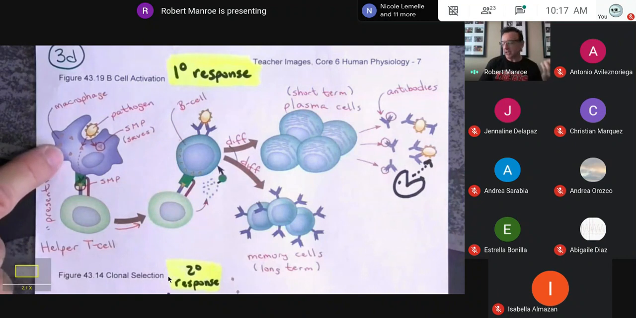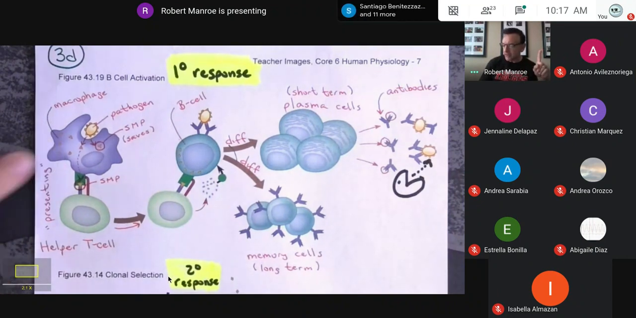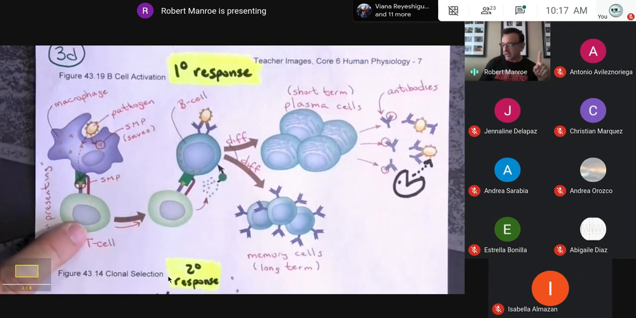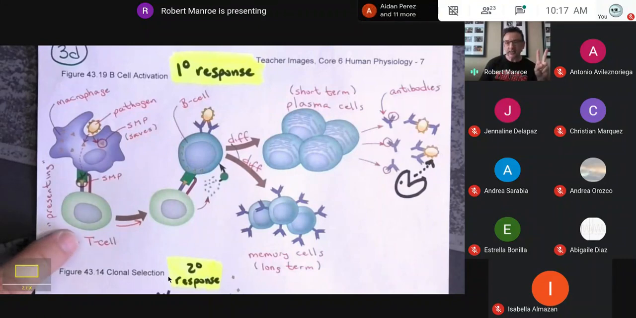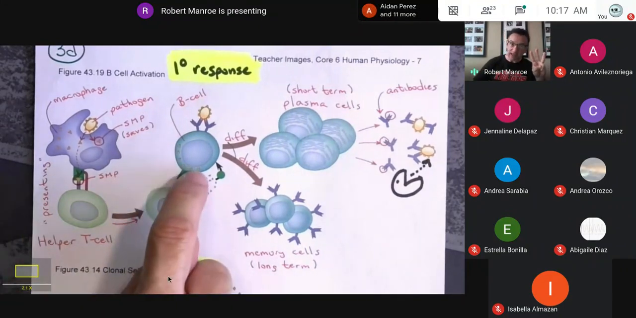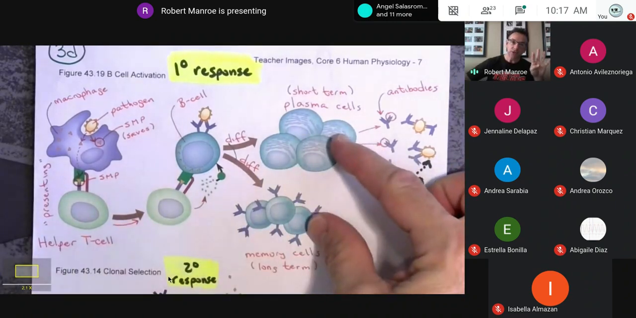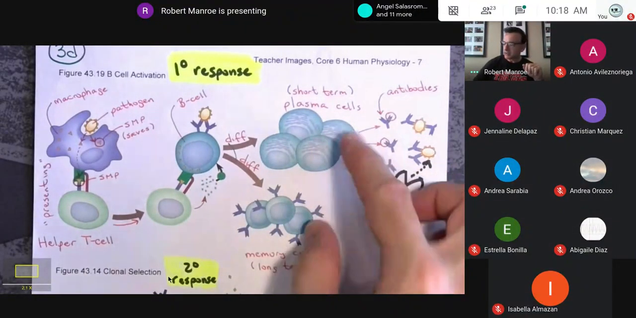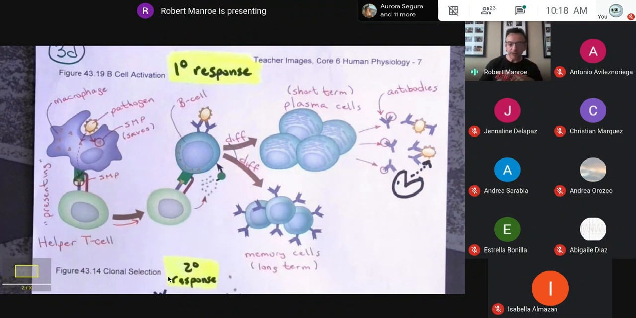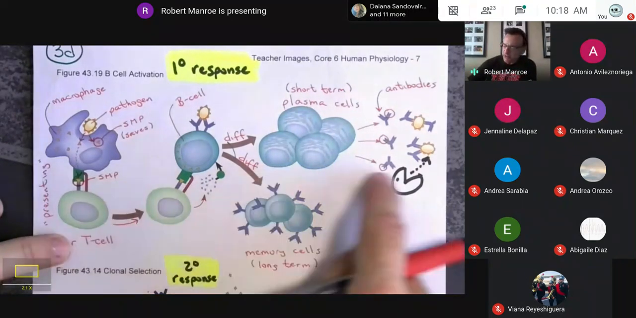The macrophage eats the pathogen and presents the surface membrane protein, 1. The helper T cell then carries that surface membrane protein, that's 2. The helper T cell then sensitizes a B cell, 3. That B cell then differentiates into long-term and short-term cells, okay? So are you comfortable with primary response? Yes.